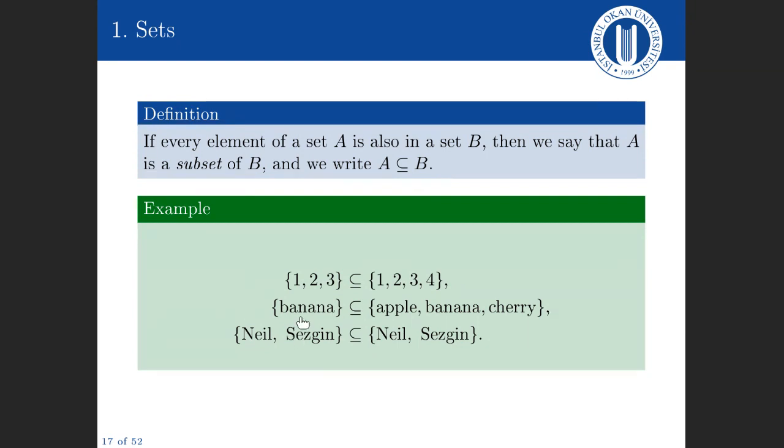Likewise, the set containing banana is a subset of the set containing apple, banana, cherry, and the set containing Neil and Sezgin is a subset of the set containing Neil and Sezgin. These two sets are the same, so one is a subset of the other one. This satisfies the rule that every element of A is also in B. Every element of the left set is also in the right set.